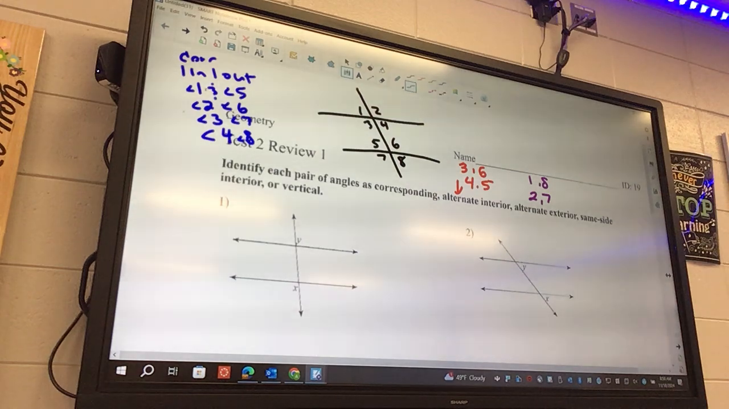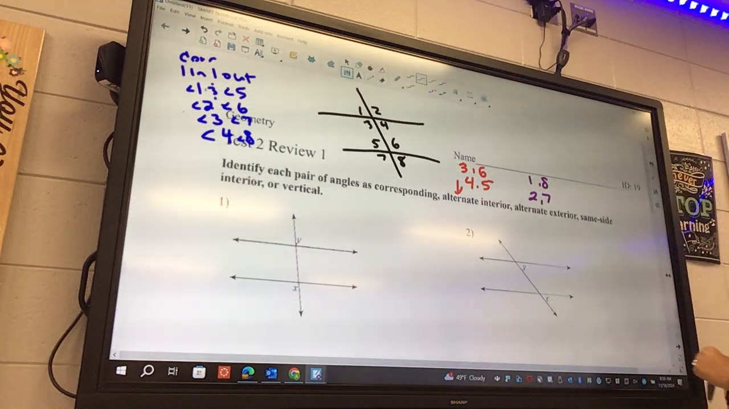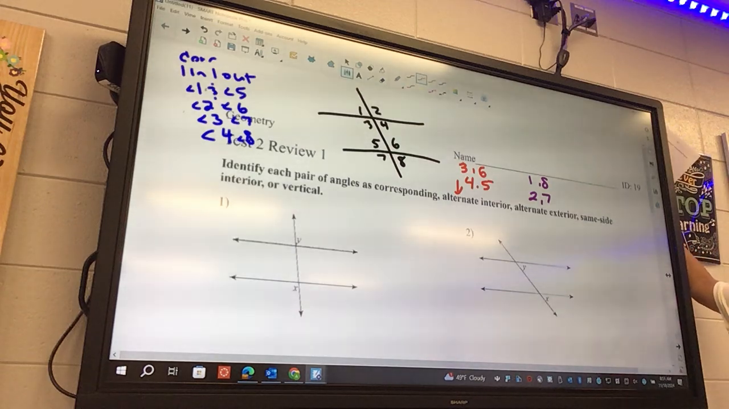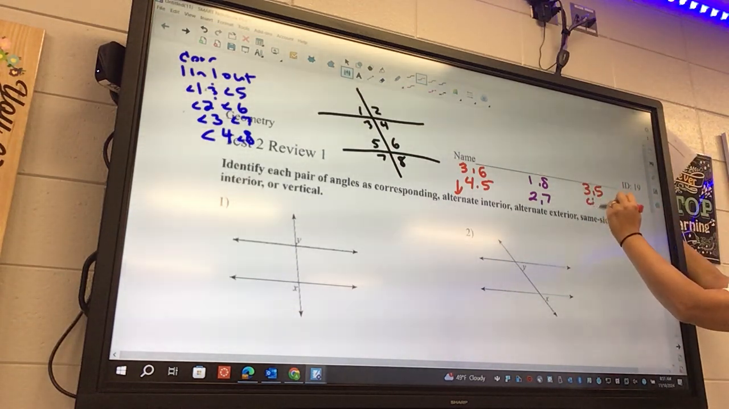Okay, all interior are both on the inside, all exterior are both on the outside. Same side interior: 3 and 5, and 4 and 6.